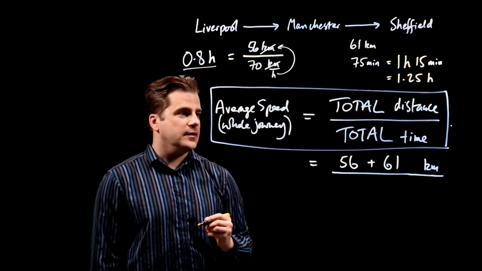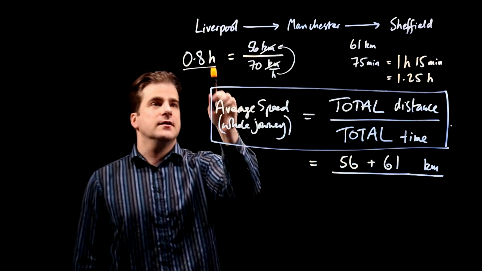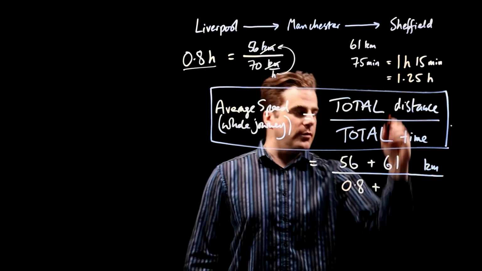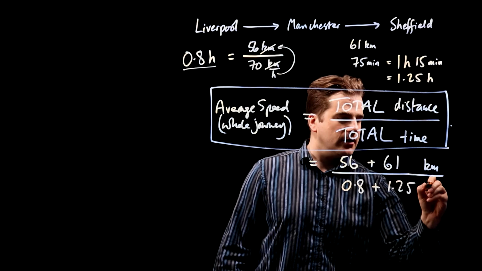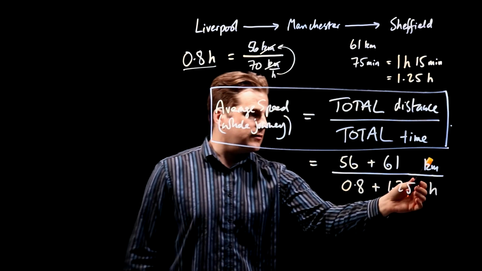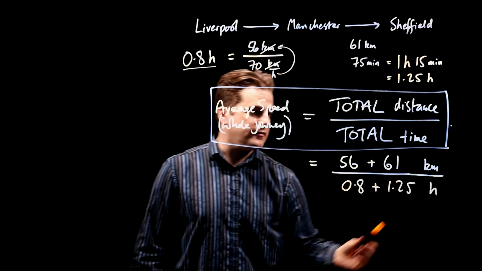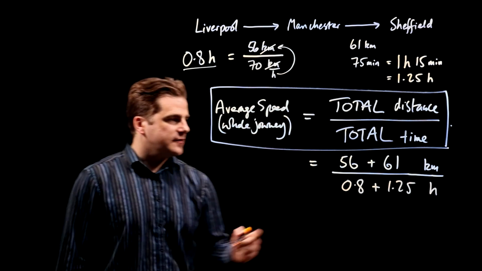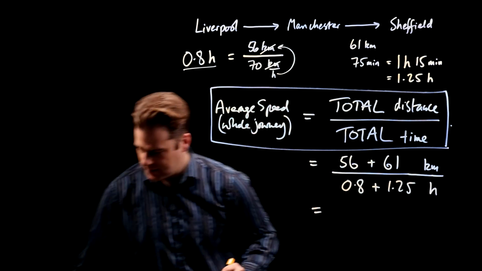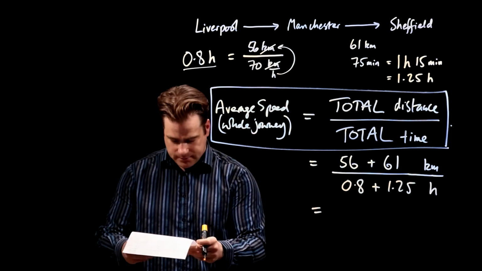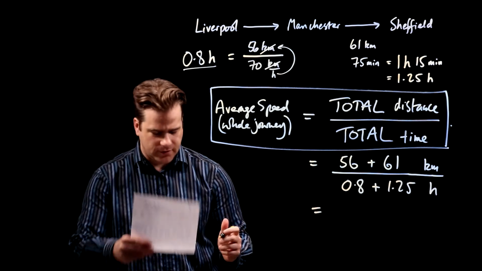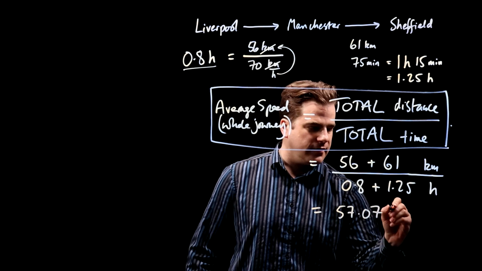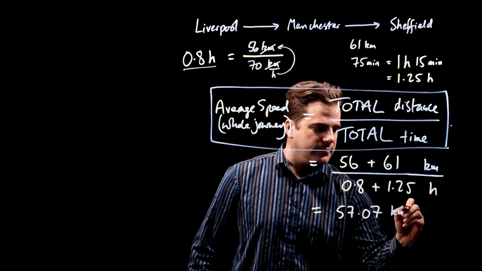Good. Okay. So total time is 0.8 plus 1.25 hours. Okay. And the units are correct. Kilometres per hour. That's the speed. So stick that in your calculator and you get 57.07. 57.07 kilometres per hour.